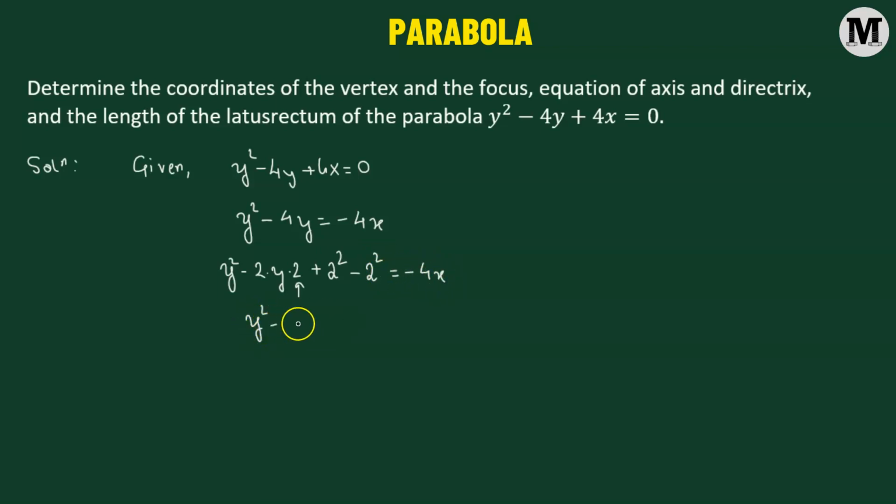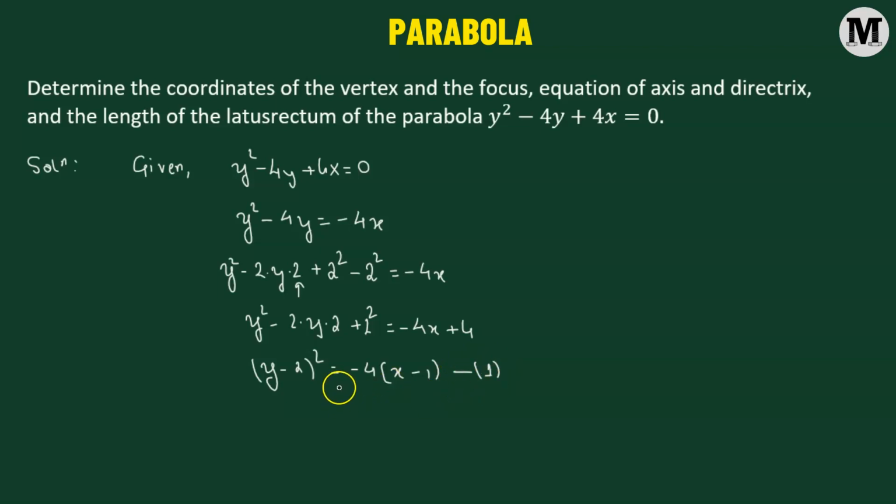Now we have y squared minus 2 times y times 2 plus 2 squared. We're going to transpose negative 2 squared to the right hand side, and that's going to give us negative 4x plus 4. Now the first three terms on the left hand side are nothing but y minus 2 whole squared. So we've successfully expressed the three terms as a perfect square. That will be equal to negative 4x plus 4 on the right hand side. If we take negative 4 as the common factor, we get negative 4 times x minus 1. Now this is the equation of the parabola written in standard form.